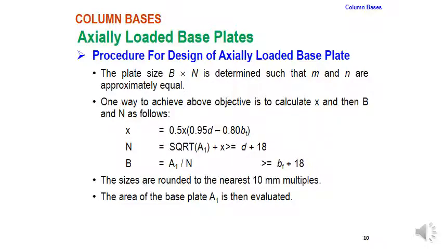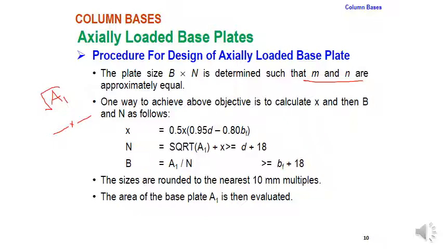The plate size B into N is determined such that M and N are approximately equal. So generally, whatever A1 you get, you can take the square root of it. Equal B and equal N you provide at the start. Later on, if it is required to revise, then you can revise it accordingly.